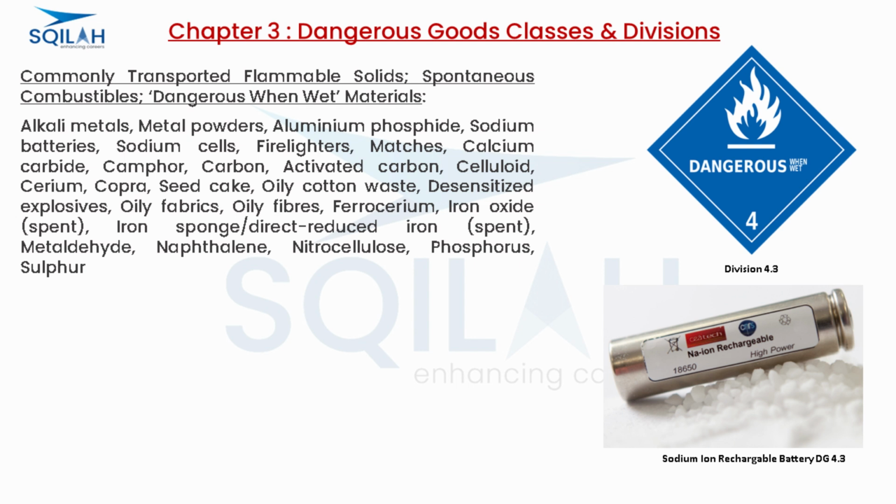Alkali metals, metal powders, aluminium phosphide, sodium batteries, sodium cells, firelighters, matches, calcium carbide, camphor, carbon, activated carbon, celluloid, cerium, copra, seed cake, oily cotton waste, desensitized explosives, oily fabrics, oily fibers, ferrocerium, iron oxide, spent, iron sponge/direct reduced iron, spent, metaldehyde, naphthalene, nitrocellulose, phosphorus, sulfur.